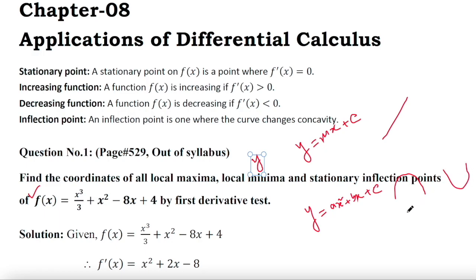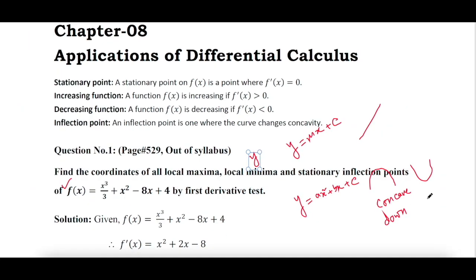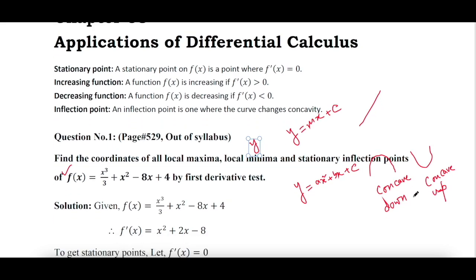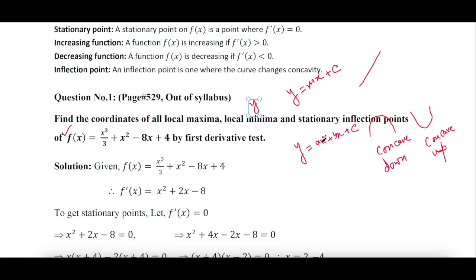This is called concave down, C-O-N-C-A-V-E, concave down, or concave up, depending on the coefficient of x square. If the coefficient of x square is positive, then it will be concave up. If the coefficient of x square is negative, it will be concave down.